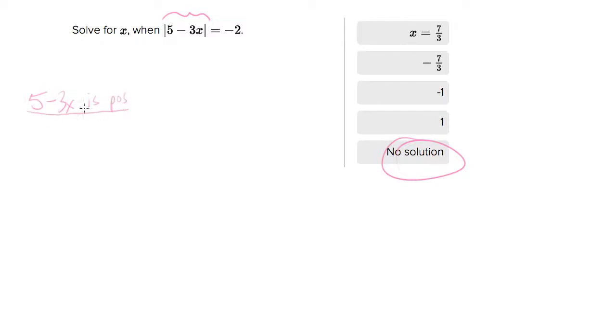In the universe where 5 minus 3x is positive, that absolute value is doing nothing because all it does is make things positive. So you can ignore it, which means we would have the equation 5 minus 3x equals -2, which you can solve. So you could say 5 plus 2 is 7 equals 3x, therefore x equals 7/3.